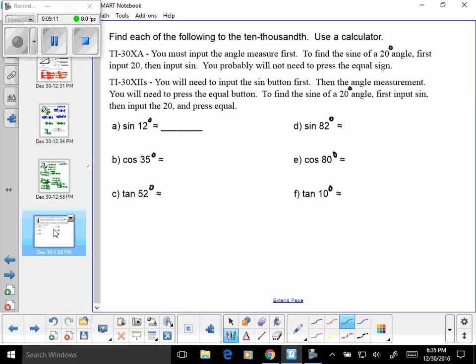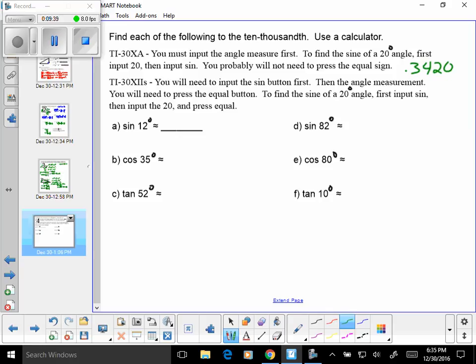Now we'll move on to the last part of what we're going to do, and this is where you're going to use your calculator. Now it's going to depend upon if you have a 30XA. There you have to put in the angle first and then press the sine button, and you don't usually need to press equals. If you do that, you should get 0.3420 when you round off, because we usually round to the nearest 10,000th.